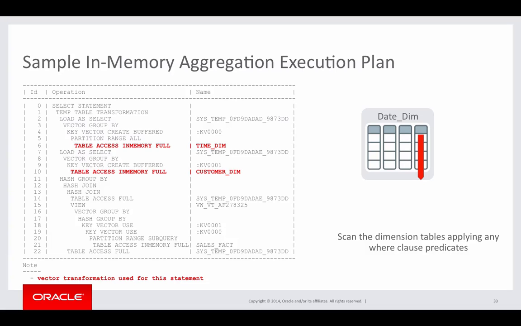How does it look in the execution plan? Well, you can see all of those detailed steps we've just gone through actually in the execution plan. First part, remember, is scanning of the dimension tables. You see that there on line 6 and line 10 of the execution plan.